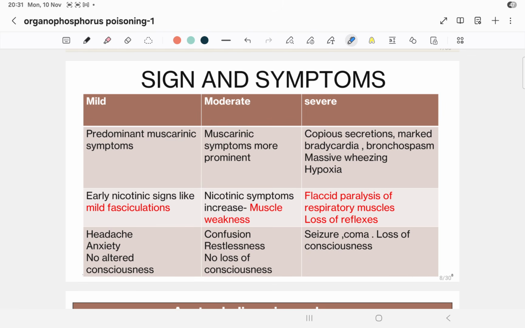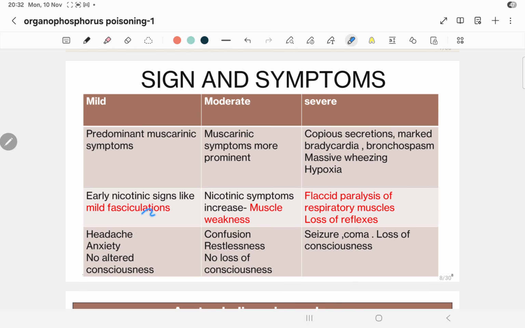In moderate OP poisoning, muscarinic symptoms will become more prominent, and nicotinic symptoms will also increase. In mild poisoning, there were mild fasciculations, but in moderate poisoning, there will be muscle weakness. And in severe poisoning, there will be copious secretions. There will be marked bradycardia. This is also a muscarinic symptom. Bradycardia is a muscarinic effect. Bronchospasm will be there, massive wheezing will be there, hypoxia will be there. So all the muscarinic symptoms will show up in severe OP poisoning. And there will be flaccid paralysis of respiratory muscles.